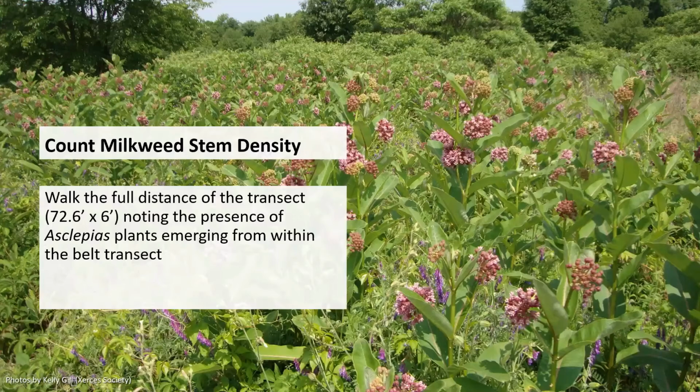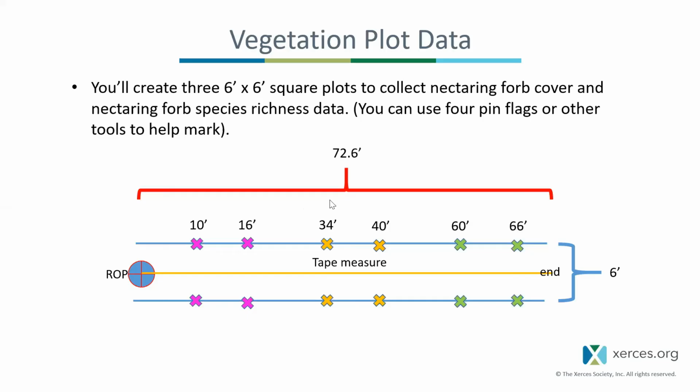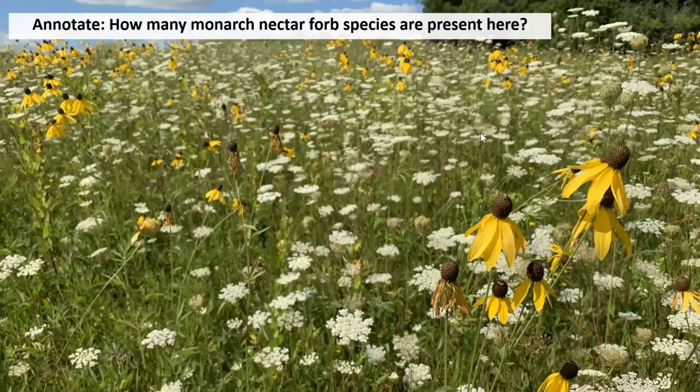So at each of those 3 transects that you've created, count your milkweed stem density. Walk the full distance of the transect, noting the presence of milkweed plants emerging from within that belt transect. And then on that same belt transect, create 3 squares, each square 6 feet by 6 feet. There's one here, one here, one here, and within each of those squares, look for forb species richness and forb cover. So if this is one of our squares, how many monarch nectar forb species are present here?